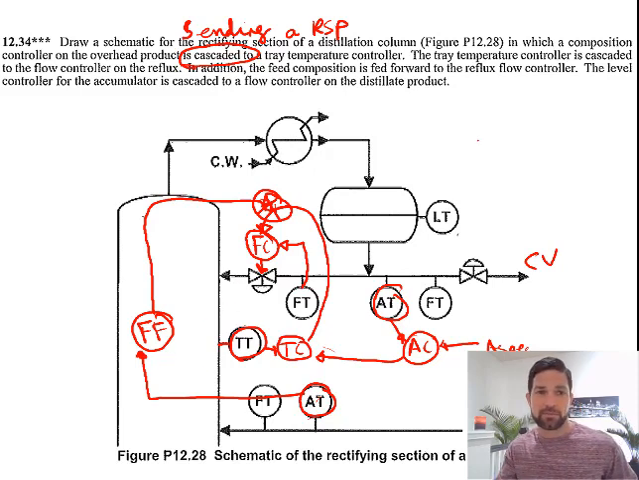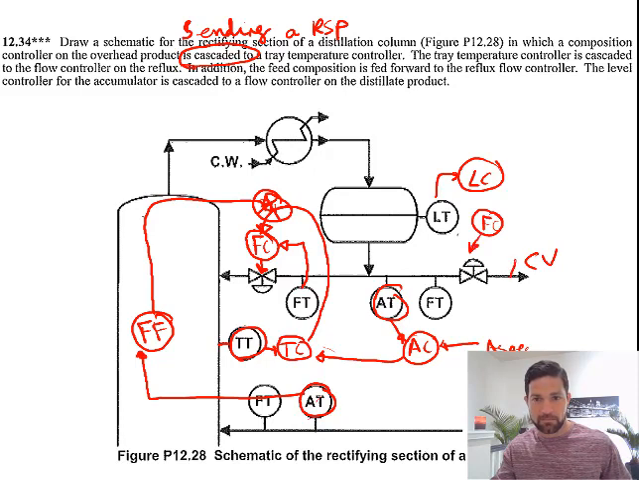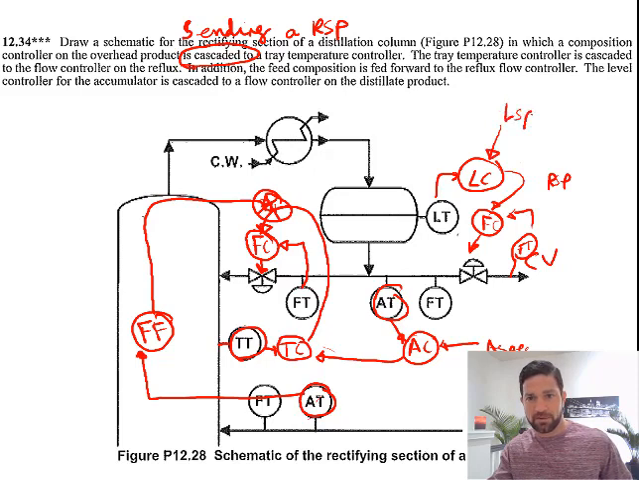Okay, finally now, we have the level controller for the accumulator cascaded to the flow control of the distillate product. So we have a separate level controller on the accumulator cascaded to a flow control on the distillate product. A flow control on the distillate product means we also have to measure it, FT. So the level controller sends the remote set point, which means that the level controller would have a specified value.